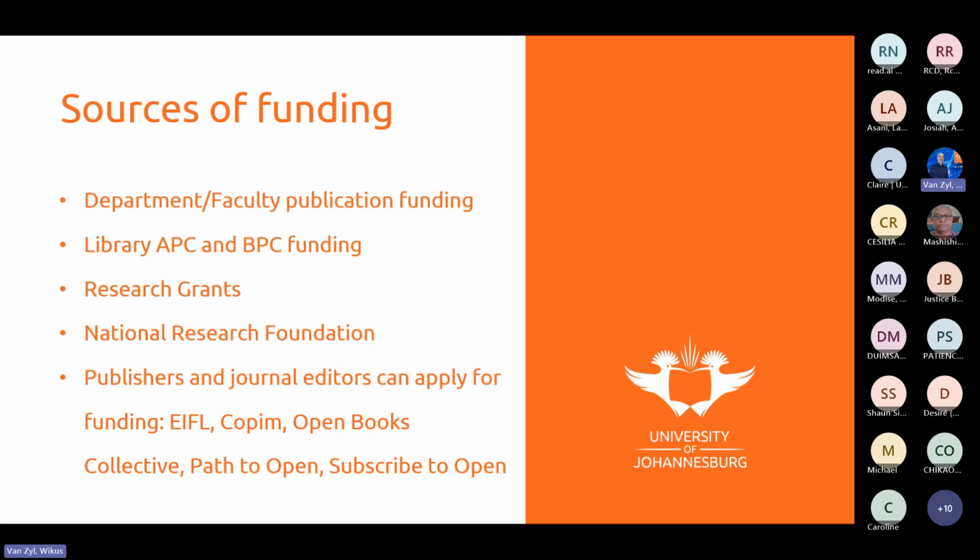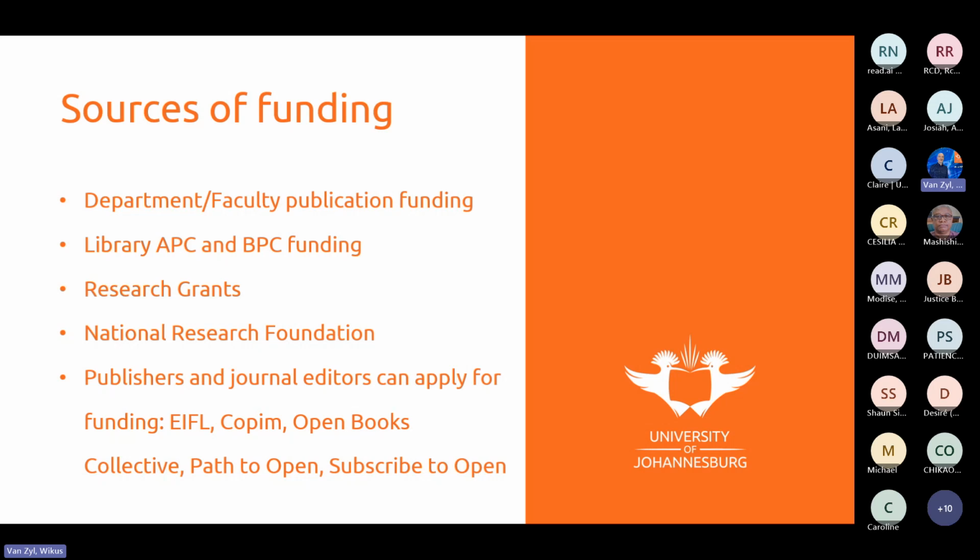Then there's also research grants. If you do an application for a grant for your research, in many cases they include publication funding, where you will then get funding to publish. The NRF also makes funding available for publications. And then the publishers and the journal editors can also apply for funding, which would assist them to offer publication without APCs or BPCs.